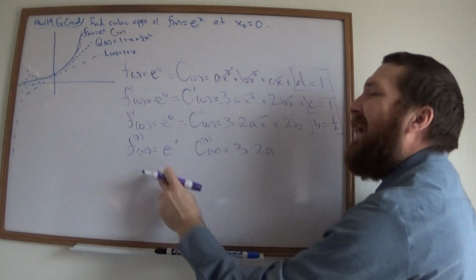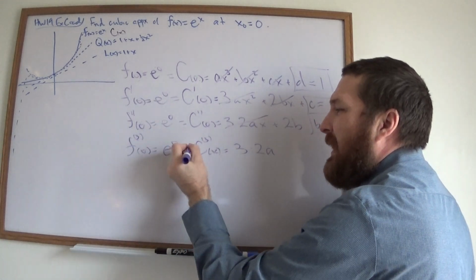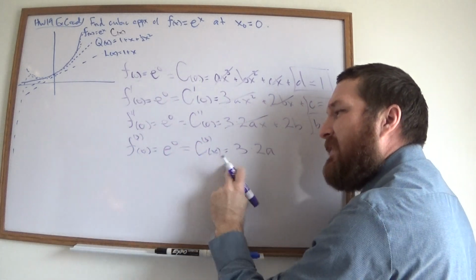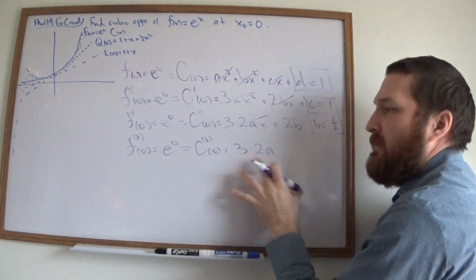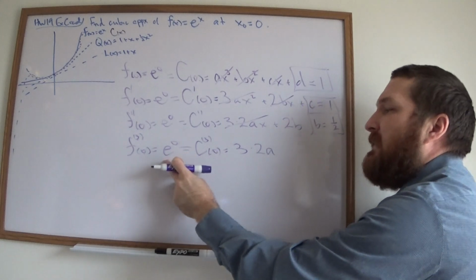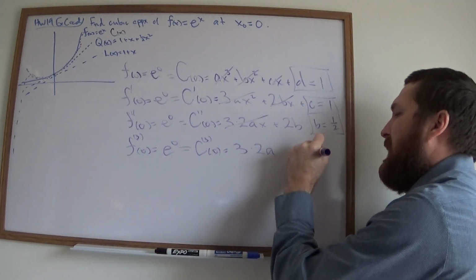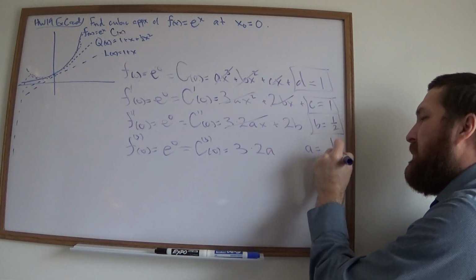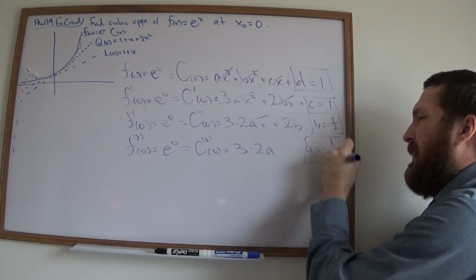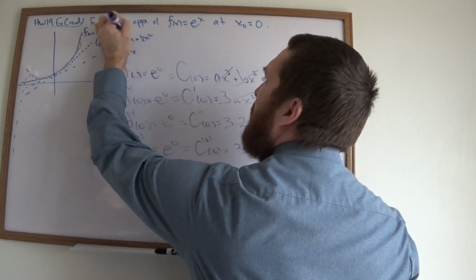Now, okay, I plug in a 0 here, and so that means I have to put a 0 there. And I say that that has to be the same thing as when I plug in a 0 here, which doesn't do anything. So that means that e to the 0 equals 3 times 2 times a. So a equals what? 1/6. 1/6, or 1 over 3 times 2. Yeah, that's the same thing. And so, okay, I get it.